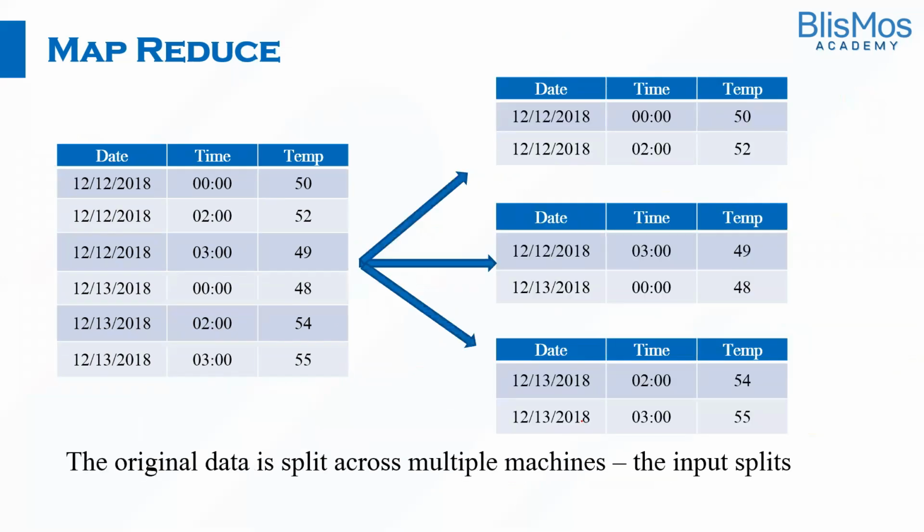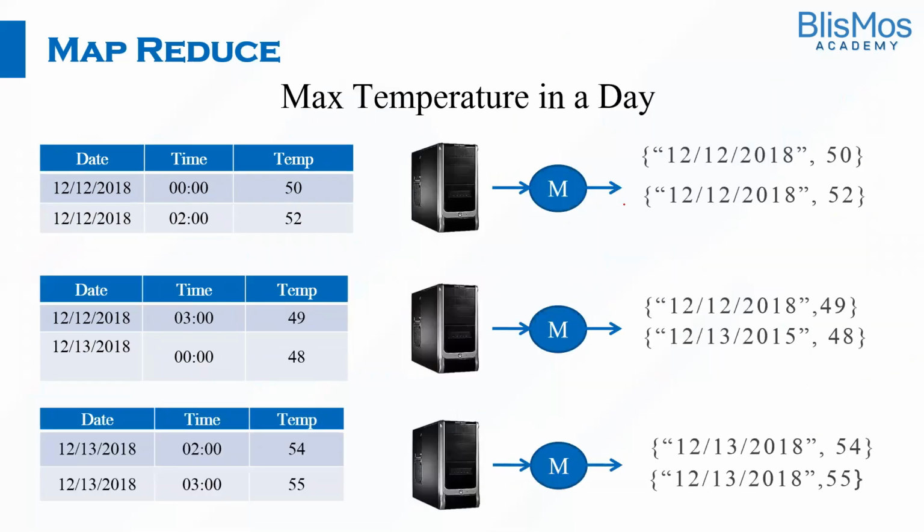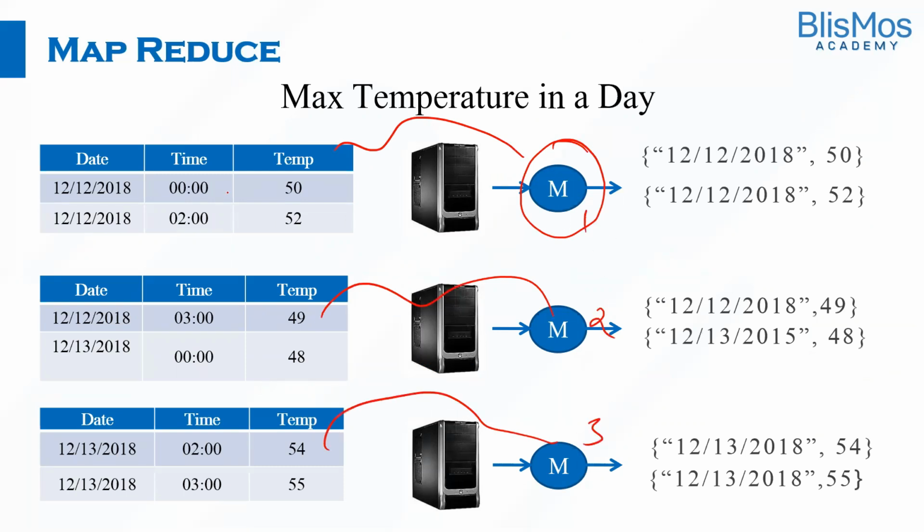We know that our data is not at one place. It is distributed across 3 systems. This is one chunk, this is another chunk, this is the third chunk. As we know, mapper is assigned for each chunk of the data. In this case, we have 3 mappers because we have 3 data partitions.